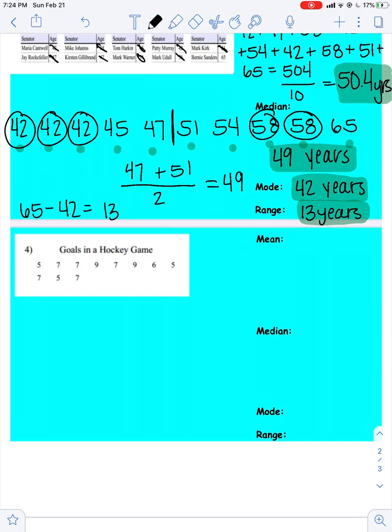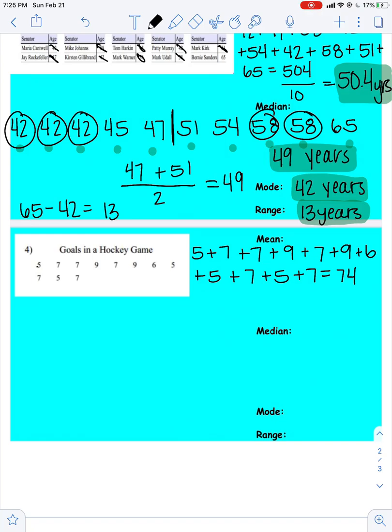Here we have scores for a hockey game, and we are going to do 5 plus 7 plus 7 plus 9 plus 7 plus 9 plus 6 plus 5 plus 7 plus 5 plus 7, which is going to equal 74.